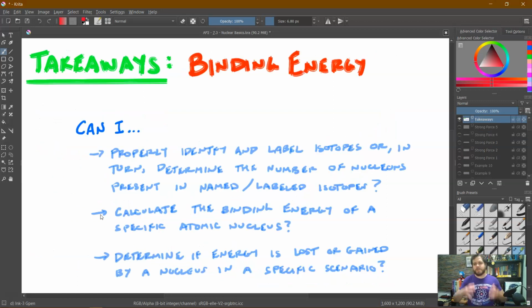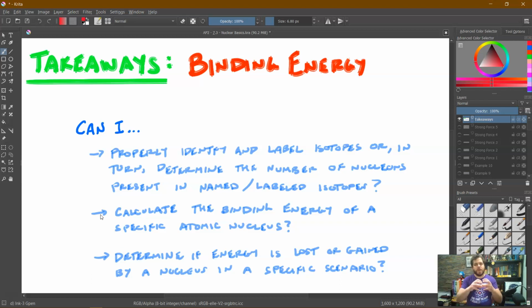So what are our takeaways on this lesson on binding energy? Well, one, can we properly identify and label isotopes if we know their atomic number and mass number, etc.? And in turn, can we determine the number of nucleons, protons, and neutrons present in a named or labeled isotope? Can we calculate the binding energy of a specific atomic nucleus, finding first the mass defect and then using delta M times c squared is equal to that energy? And can we determine if that energy is lost or gained by a nucleus in a specific scenario?